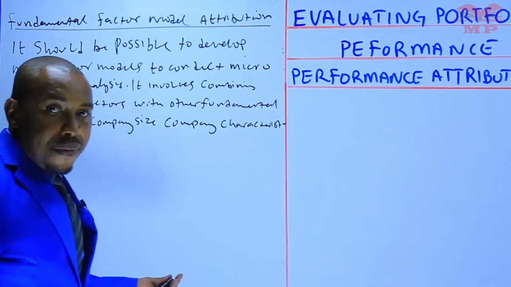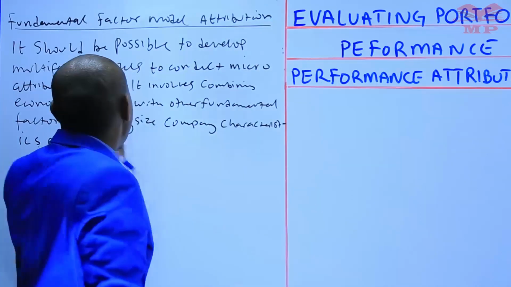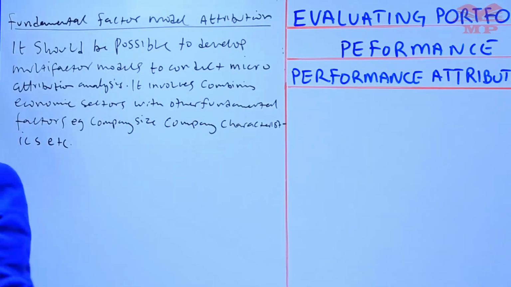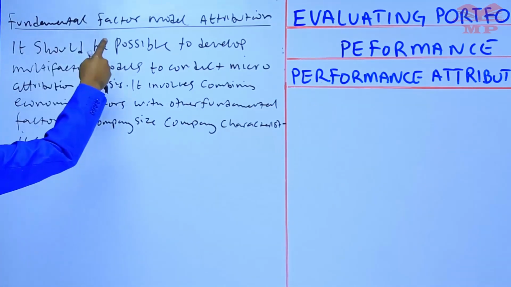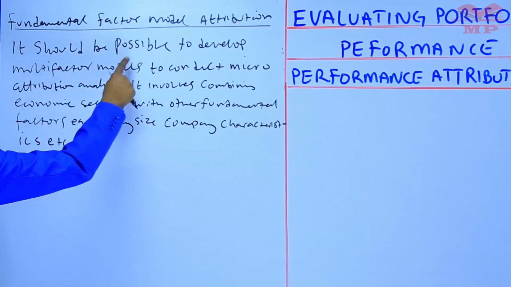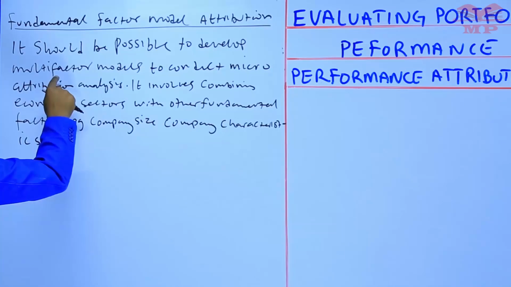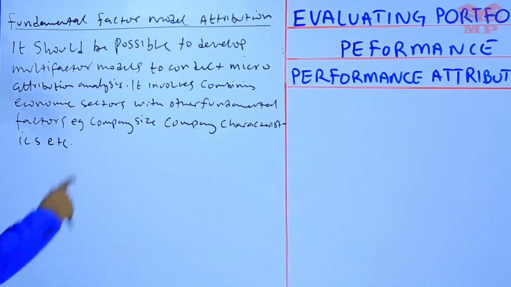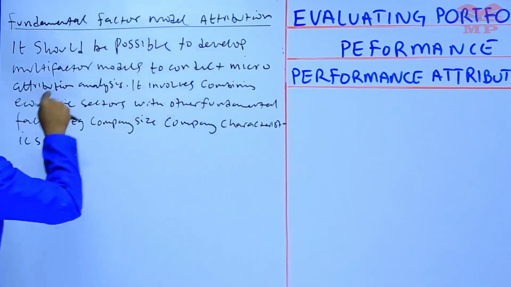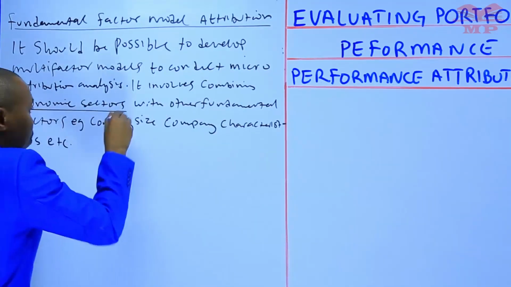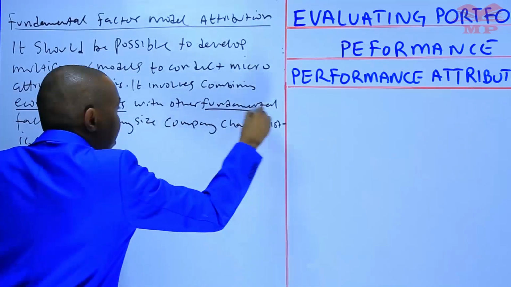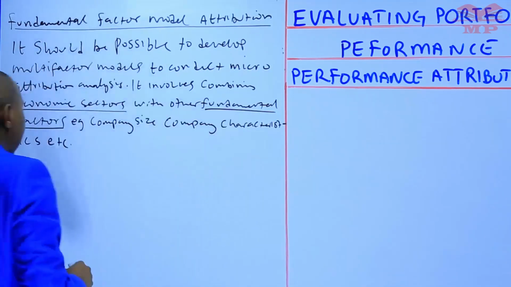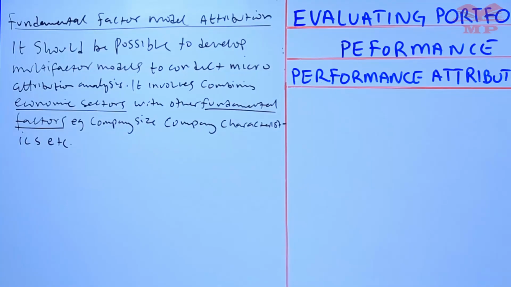What are the specific steps involved under fundamental factor model attribution? We are saying that fundamental factor model attribution should make it possible to develop multi-factor models to conduct micro-attribution analysis. It involves combining economic sectors, this is important, with other fundamental factors, for example, company size, company characteristics, and so on.